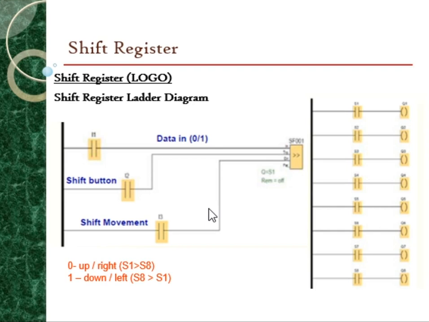We'll look into detail at this ladder logic diagram. So here is the detail of the ladder logic diagram of a shift register to be used in the LOGO. You have three inputs here. The data in is 0 or 1, which is specified by the application. This is the shift button, or trigger. And this is the shift direction. You have to remember 0 is for right shift and 1 is for left shift.